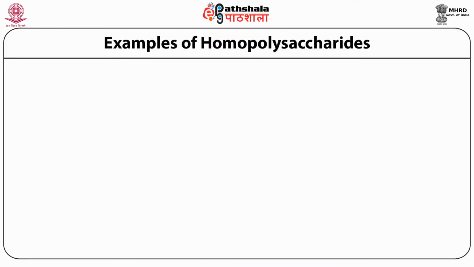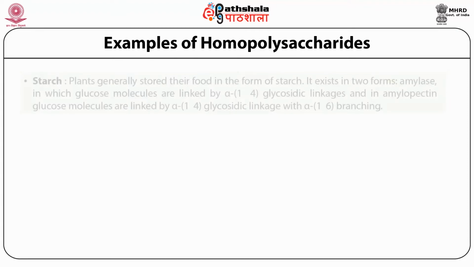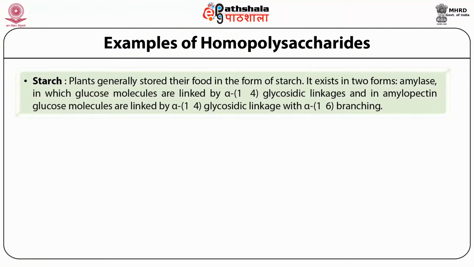Well, let's see some examples of homopolysaccharides, oligosaccharides and polysaccharides. First, this is the example of homopolysaccharides. The first example is starch, which is generally present in plants as food. It exists in two forms: amylose, in which glucose molecules are linked by alpha-1,4 glycosidic linkages, and amylopectin, in which glucose molecules are linked by alpha-1,4 glycosidic linkages with alpha-1,6 branching.